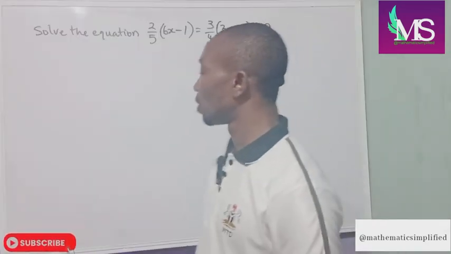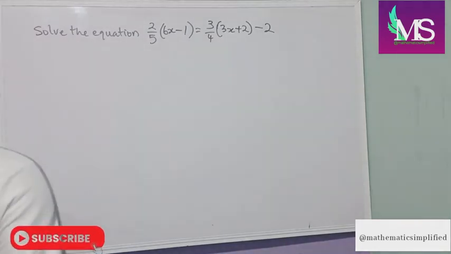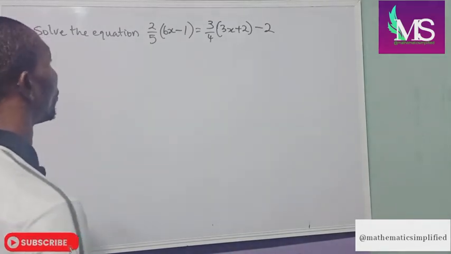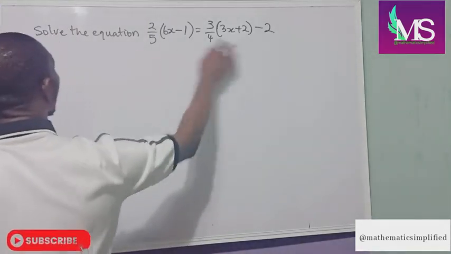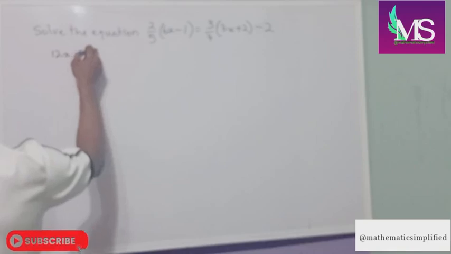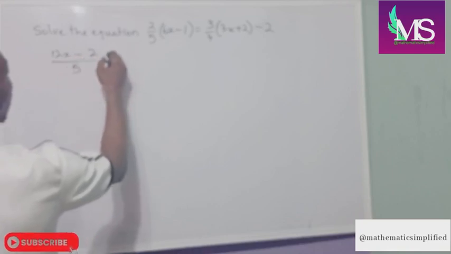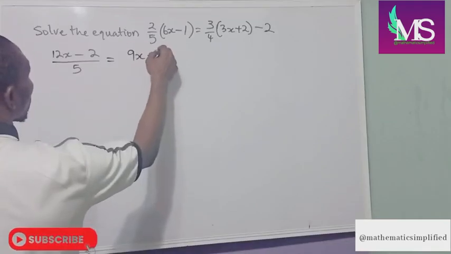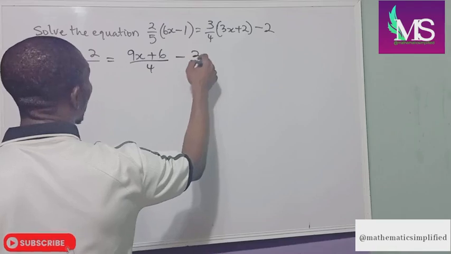Our next question says, solve the equation 2 over 5 bracket 6x minus 1 equals 3 over 4 bracket 3x plus 2 minus 2. Now, let's first of all expand this bracket. This becomes 6 times 2, 12x minus 2 all over 5 equals 9x plus 6 all over 4 minus 2 over 1.